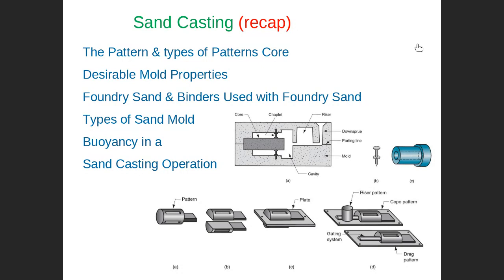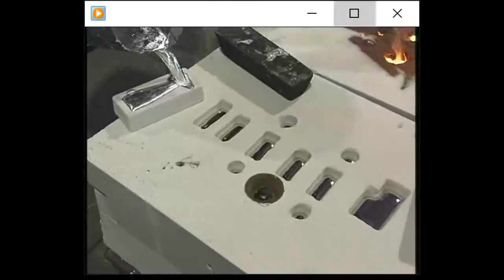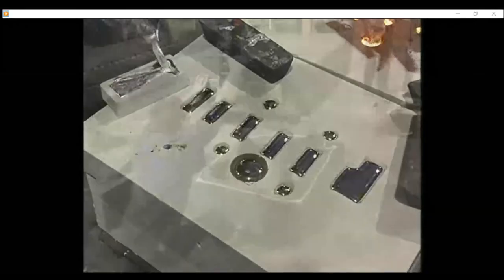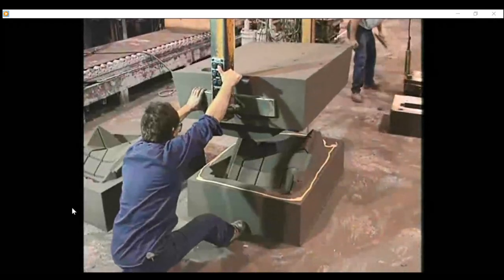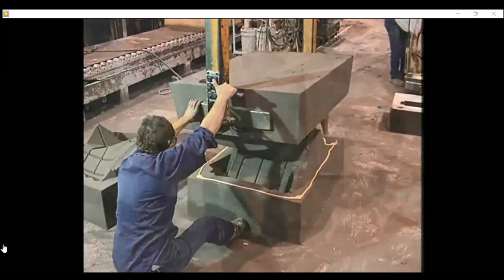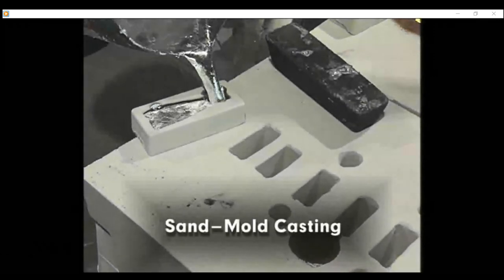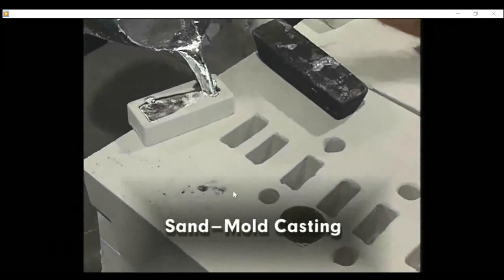Sand mold casting, also called sand casting, is the most common casting process. It is applicable to a great variety of metals, and there. Right. So this is a sand casting. This is a sand casting. Let me show you this nice video to describe or to show you about the sand casting. Do you see the video?